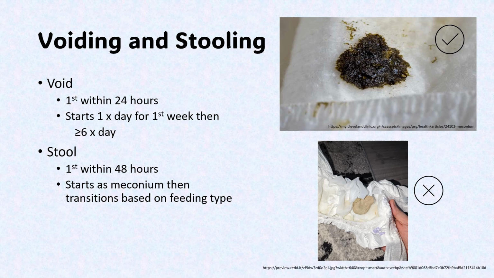The first stool should occur within the first 48 hours of life. The first stool is called meconium. The next stools will be transitionary and appear dark green to yellow depending on feeding success. The stools should not be white, chalky gray, or pale yellow. This could indicate biliary atresia. If the infant does not pass urine in the first 24 hours or stool in the first 48 hours, it should be referred to the appropriate specialist.